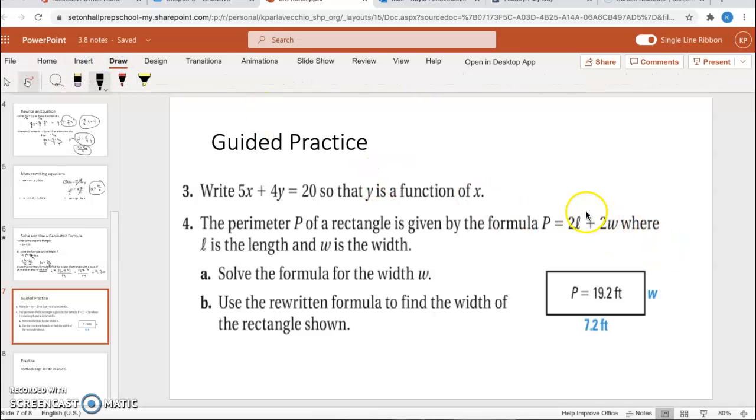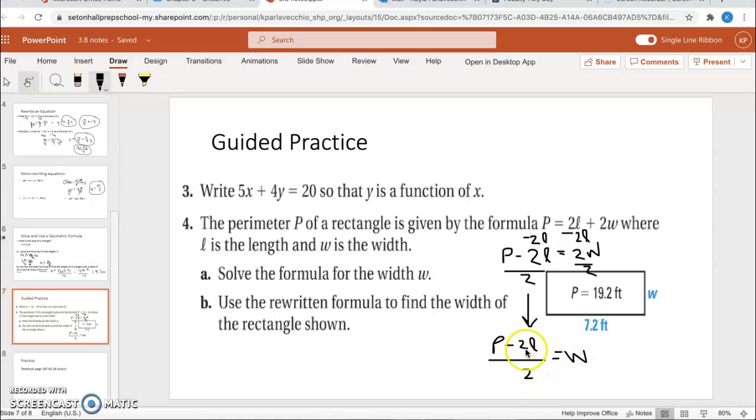Once again, I want to move everything to one side of the equation that is not with W. So I'm going to first subtract away my 2 times the length, minus 2 times the length. And I'm actually going to rewrite this as P minus 2L is equal to 2W. And then to get W by itself, we divide both sides by 2. I'm running out of room, so I'm going to write it down here. And I'm going to have P minus 2L over 2 is equal to W.